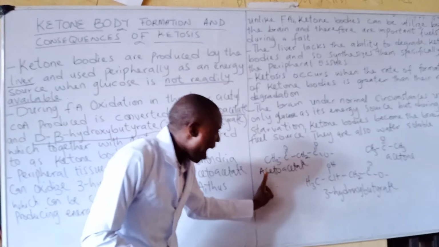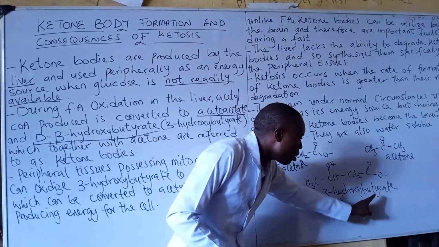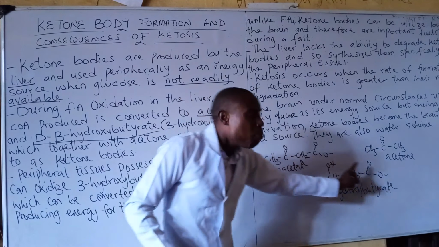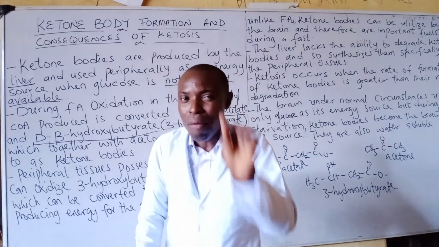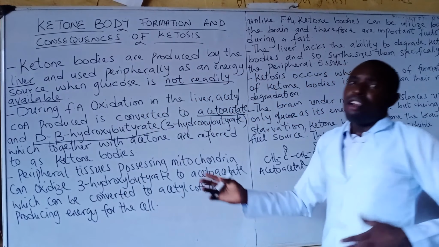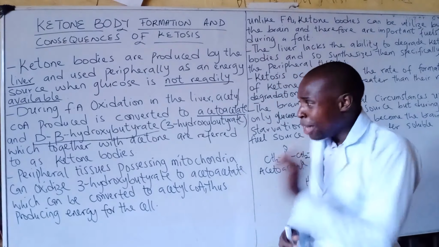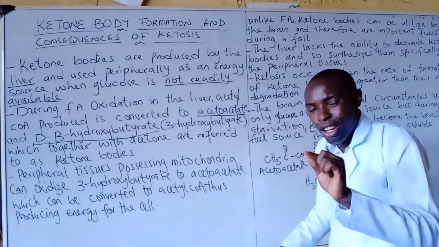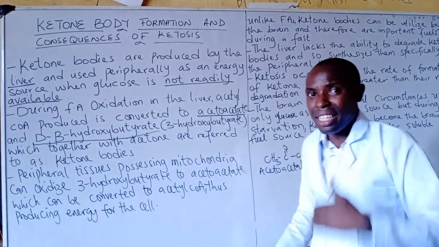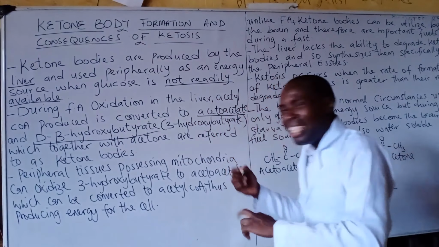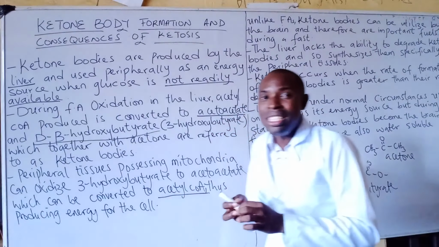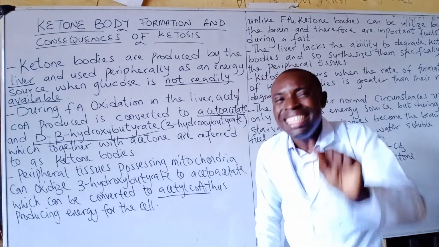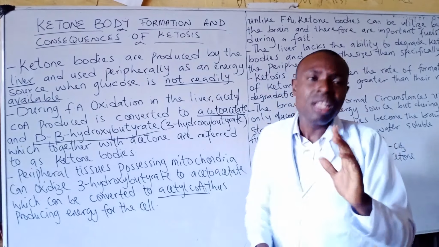We have the first one, acetoacetate, then 3-hydroxybutyrate, also called D-beta-hydroxybutyrate, and acetone. These three compounds are what form the ketone bodies. I will move quickly. Now, in the peripheral tissues that possess mitochondria, 3-hydroxybutyrate can be oxidized to give acetoacetate, which can be converted to acetyl-CoA, which then produces the energy utilized by the cell. Remember, I've told you that acetyl-CoA is a central metabolite. Take note.